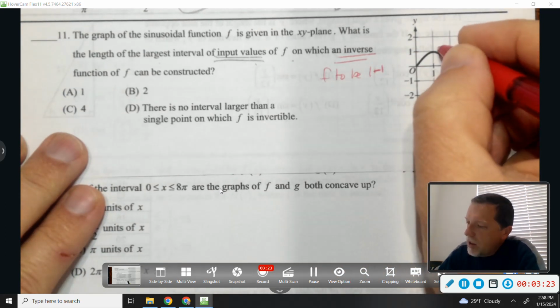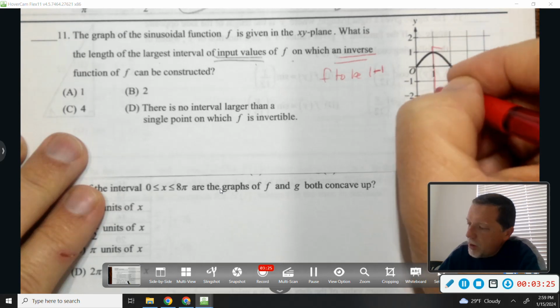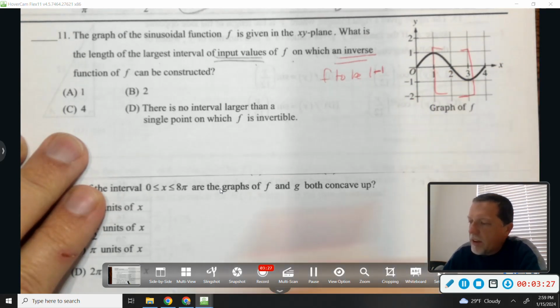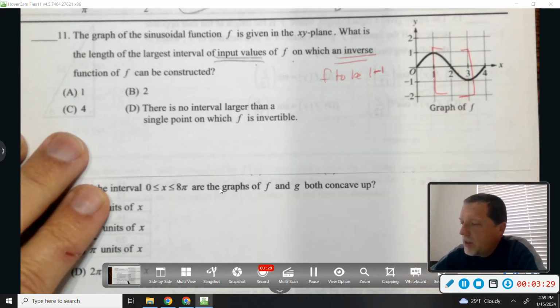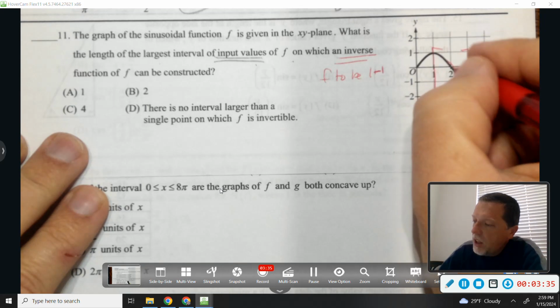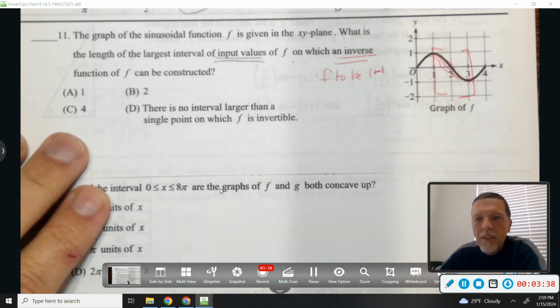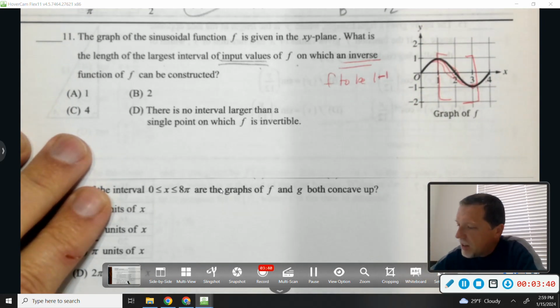So I would go from 1 to 3. That looks like a good spot. Again, that wouldn't be our normal inverse sine function, but for this particular function, that would be 1 to 1. So it passes the horizontal line test and the vertical line test.